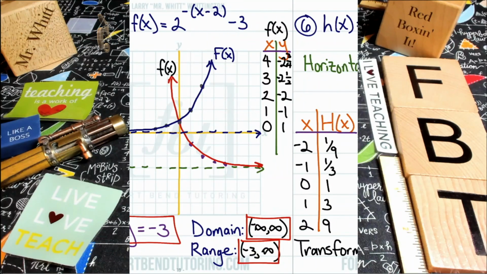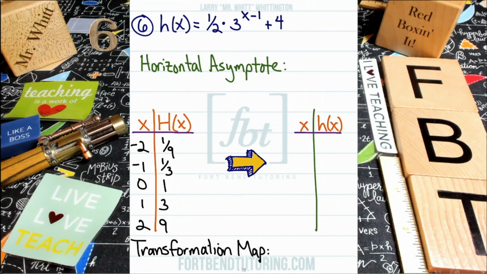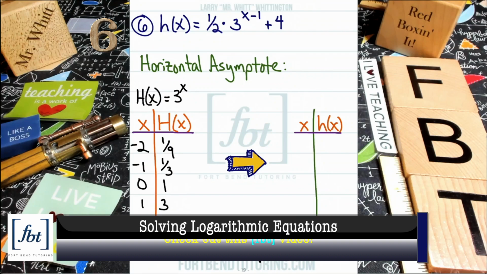Let's move on. Here we have problem number 6. And in number 6, we have h of x, guys. And h of x equals 1/2 times 3 raised to the x minus 1 plus 4. So this problem is different from the other problems because it has a different parent function. In fact, if you wanted to define the parent function, you would say that that parent function would be 3 to the x. And because of that new parent function of 3 to the x, I've given you a new xy chart to represent that new function of h of x equals 3 to the x.